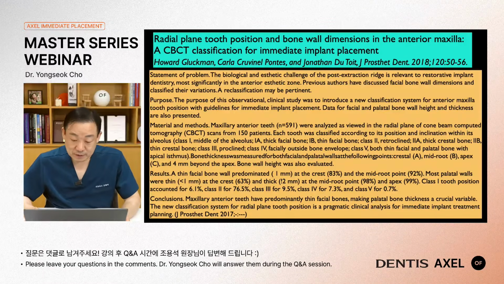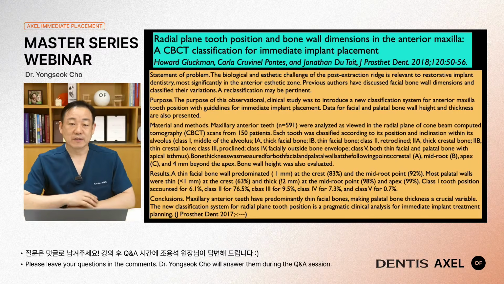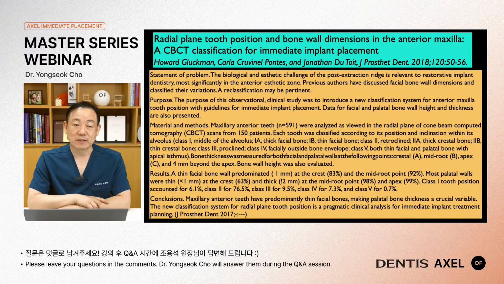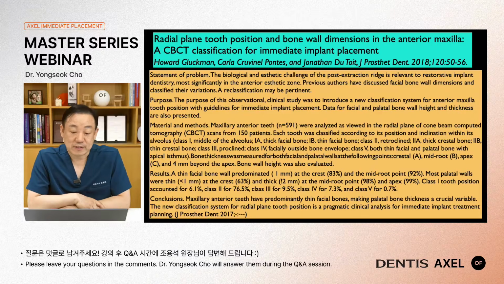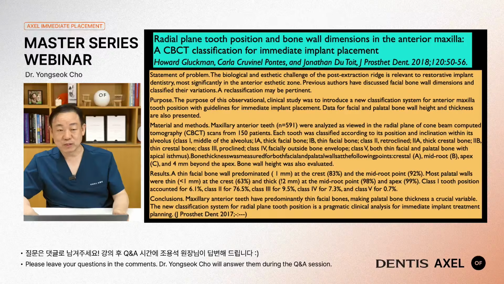This article, published in 2018, is a very good article which mentions the natural tooth root axis and position. The purpose of this observational clinical study was to introduce a new classification system for anterior maxillary tooth position with a guideline for immediate implant.